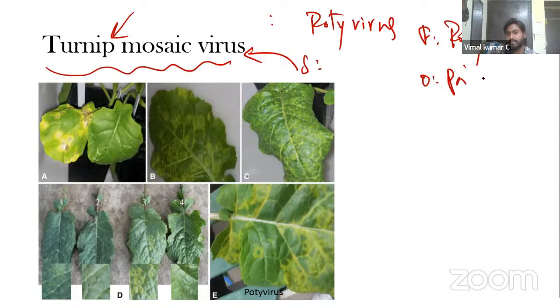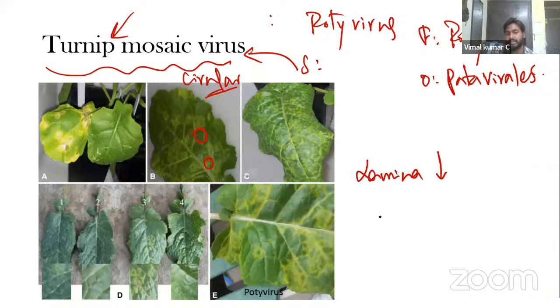So the initial symptoms we can expect from the turnip mosaic virus are, see here, it will start from minute circular spots, okay? Then it will progress into a mosaic. See, here you can see, especially a circular mosaic will be there. A circular pattern will be there. Here you see, the yellowing alternates with the green areas, right? So later, the lamina size will be reduced, right? Then stunting will be there.